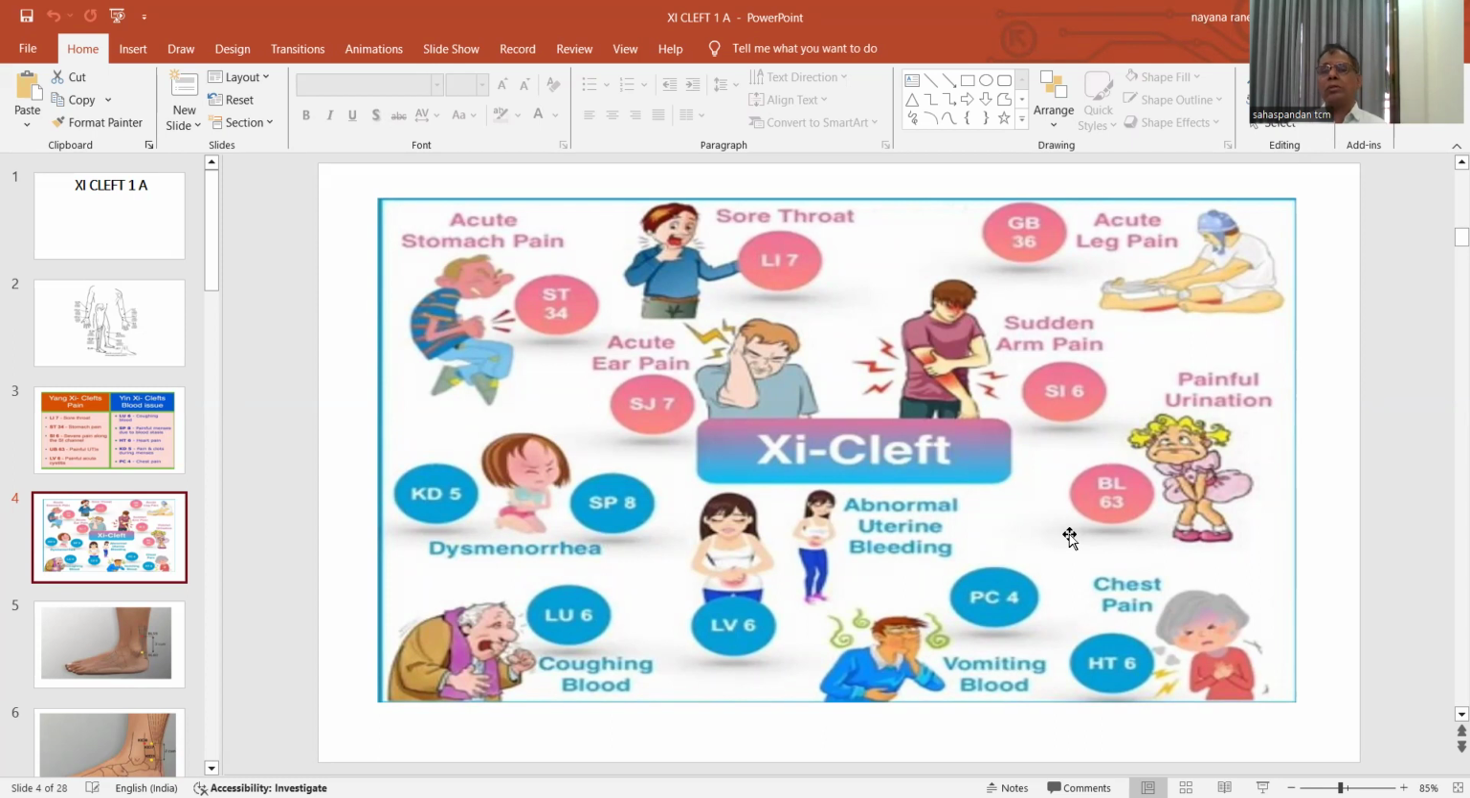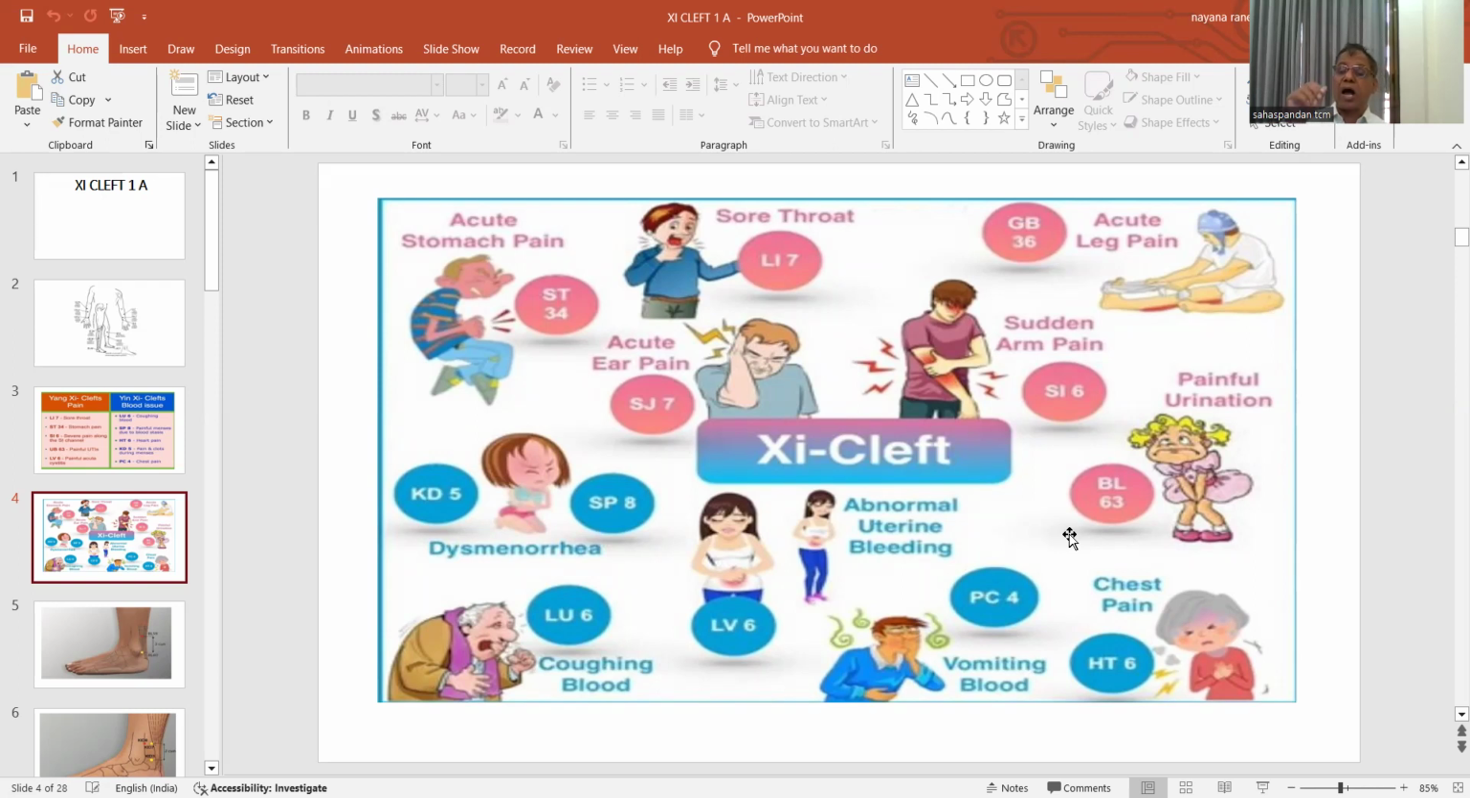So now let us discuss more. We discussed the 12 meridian Xi-cleft points. In addition, there are 4 accumulation or Xi-cleft points for the 4 extraordinary vessels: the yang and yin stepping vessels and the yang and yin linking vessels.